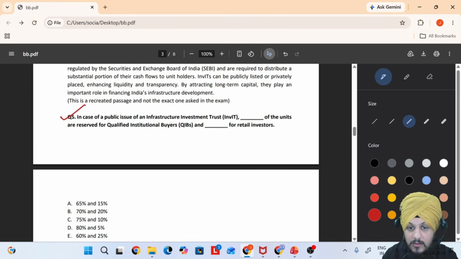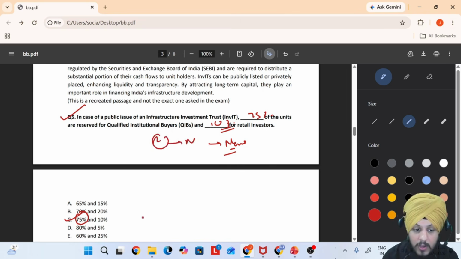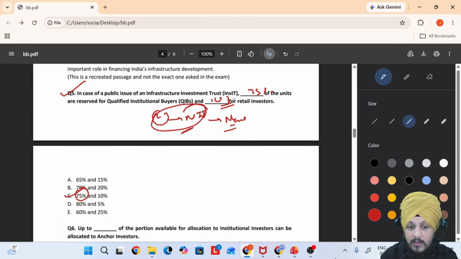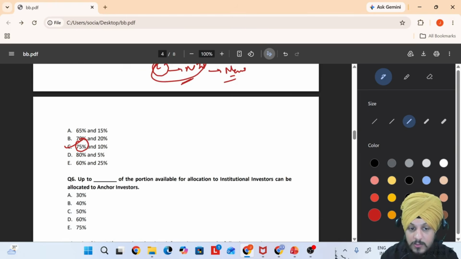Now, based on that, it was there as a part of the news. And if you know about it, the correct answer to this question is option C, which is 75%. 75% of the units are reserved for QIBs and 10% of the units are reserved for retail investors. And what about the remaining portion? The remaining portion is allocated to non-institutional investors. I hope you would be knowing about it. It was there as a part of the news, and the question was asked based on that.